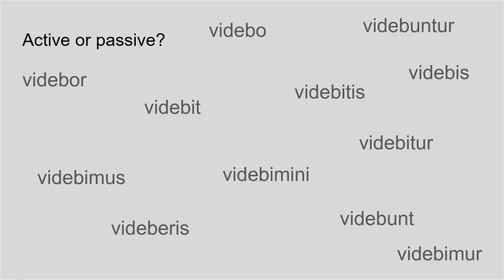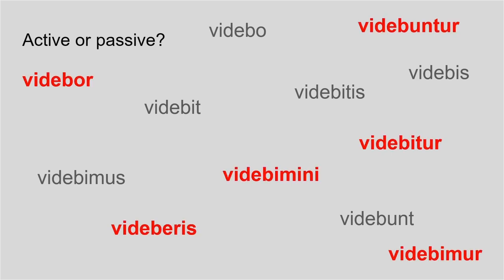I'm going to put up some verbs. I want you to tell me whether they are active or passive. So pause the video here if you want to have a little go yourself. Otherwise, I'm just going to flash up the ones that are passive for you. So these ones are my passives: videbor, videbuntur, videbitur, videbimini, videberis, and videbimur.